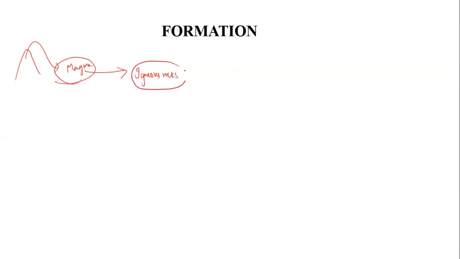Next, we will see the formation of rocks. We understood what magma is. We have one volcano, it erupted and lava condensed into magma. This condensed magma is nothing but igneous rock. This is the first rock that is formed from magma, so it is also called primary rock. This is important: igneous rock is also known as primary rock.